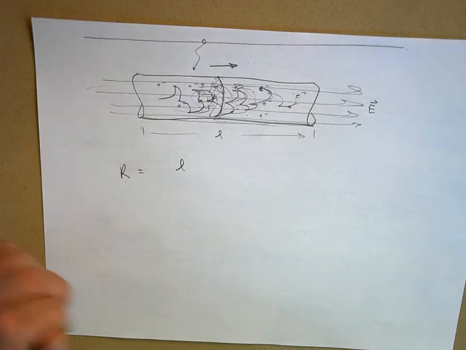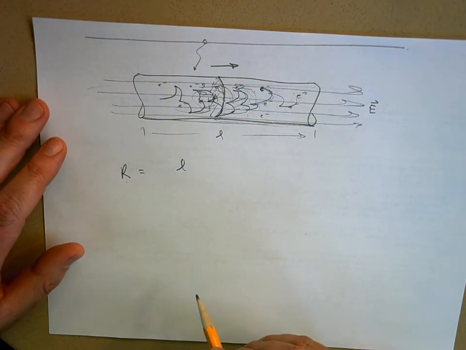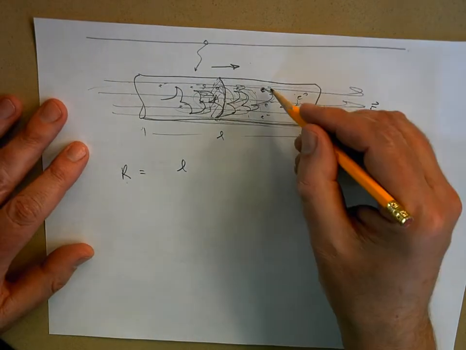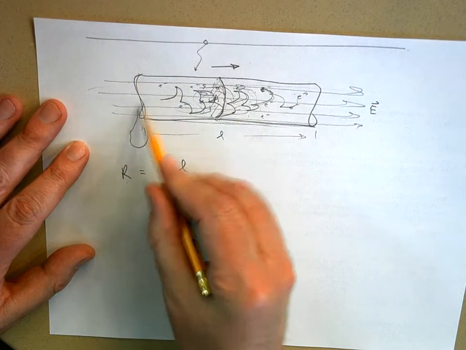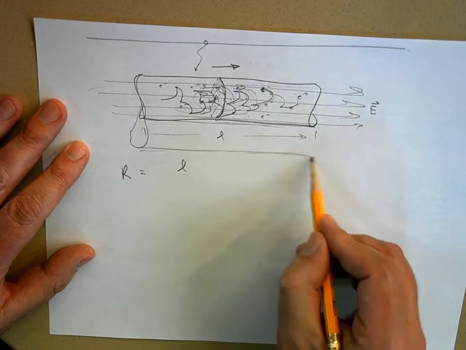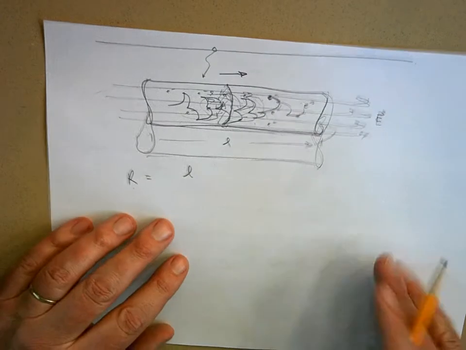Now, here's another thing. This has a certain cross-sectional area. What if I made the wire fatter? What if I made the wire a whole lot fatter? Well, now the electrons have more room.